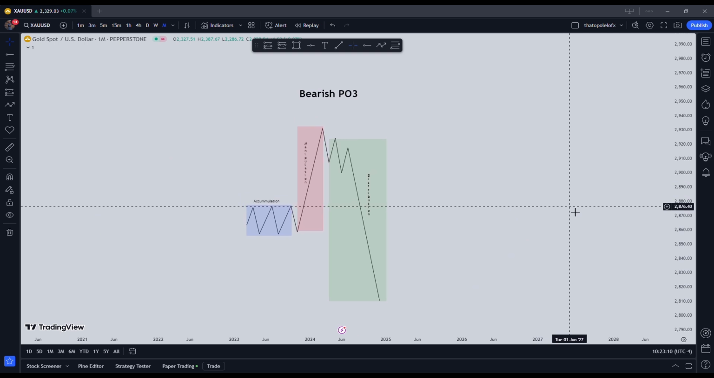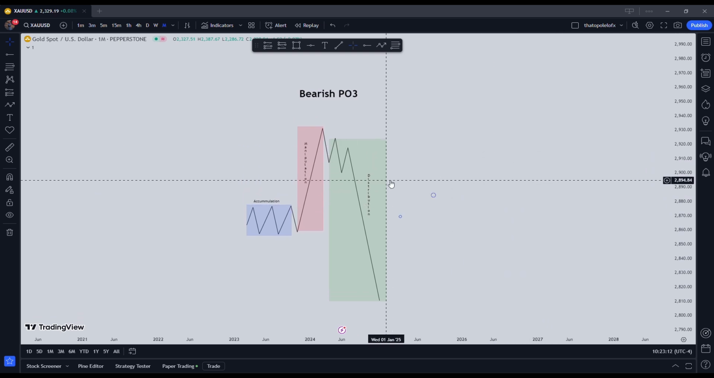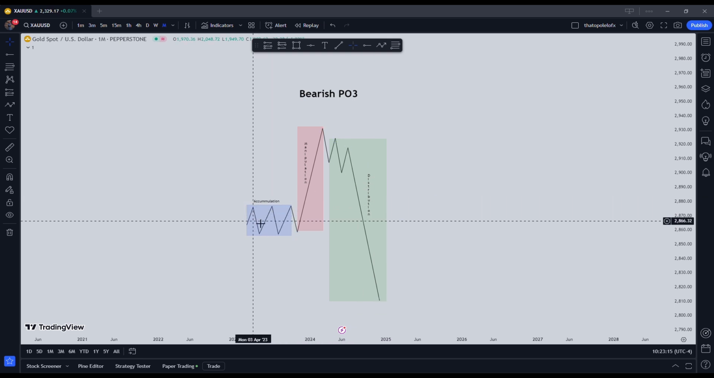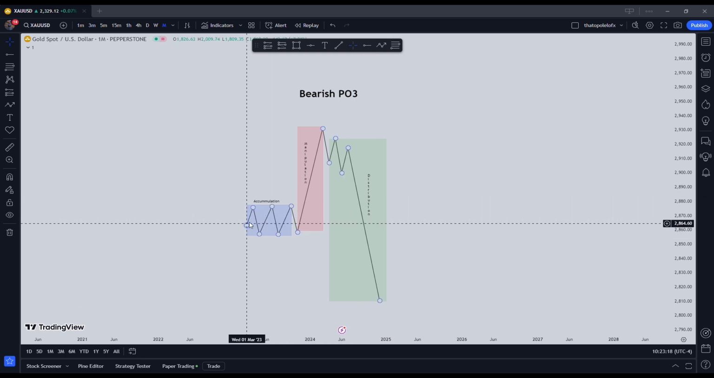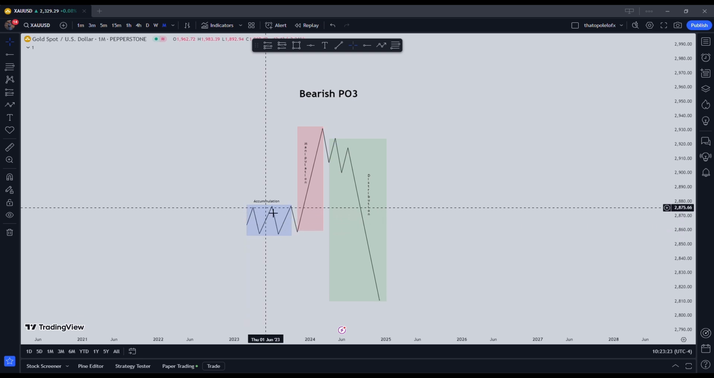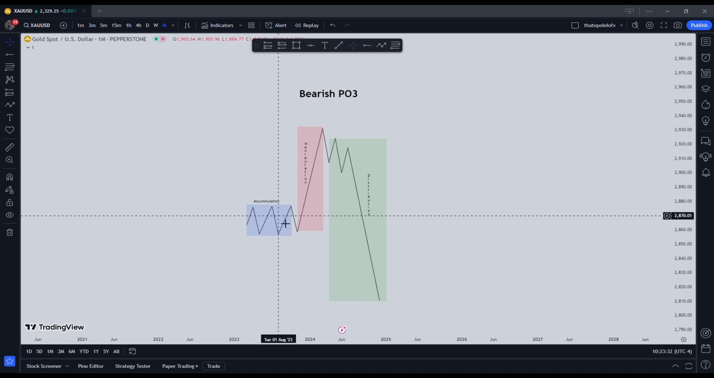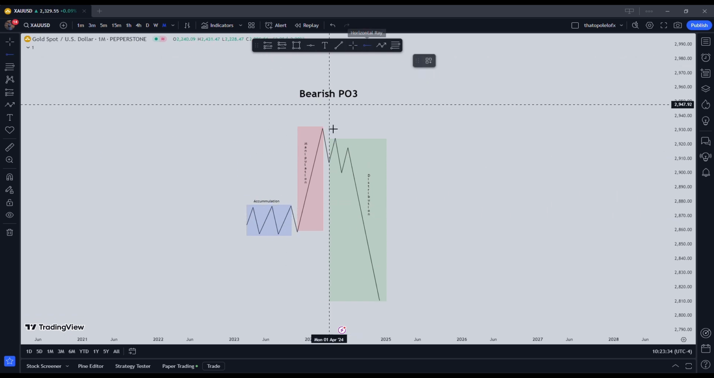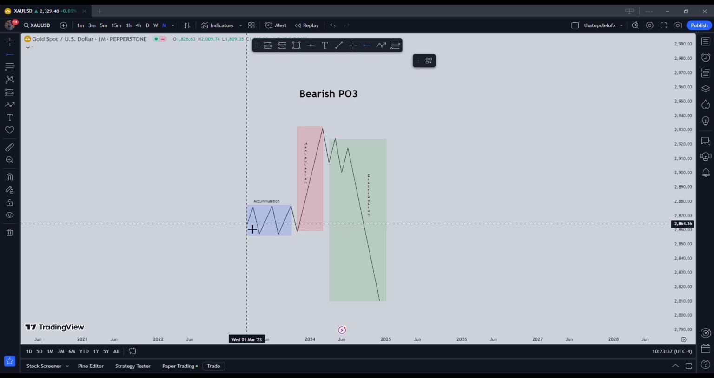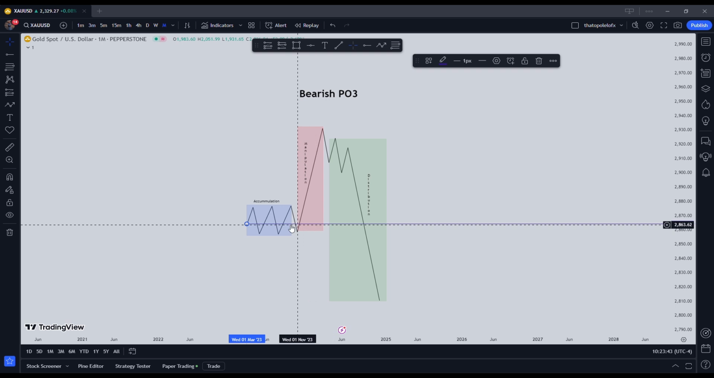Now, when we look at the bearish power of 3, similarly, we have an opening, which is usually around accumulation and consolidation most of the time. And then once we have consolidation ending, let's mark out our opening time. This is our midnight opening time or Sunday opening time. And then this is where price opened. This level that I marked out is where price opened, basically the opening time, right?